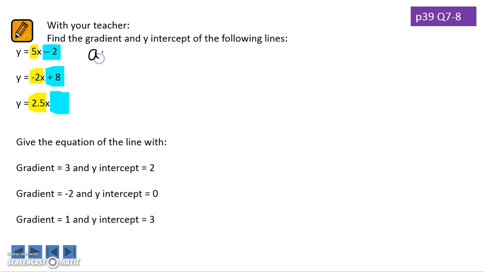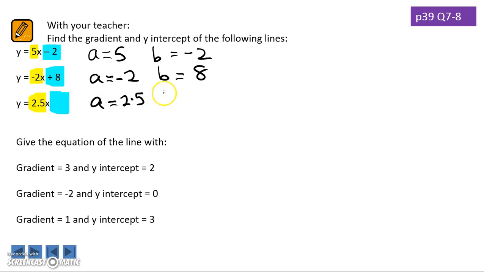Okay, so for this one, our gradient is 5 and our y-intercept is negative 2. For this one, our gradient is equal to negative 2 and our y-intercept equals positive 8. And for the last one, our gradient is equal to 2.5 and our y-intercept, there's nothing there, so it must be going through the origin. And you could potentially start to draw these like I did on the page before.